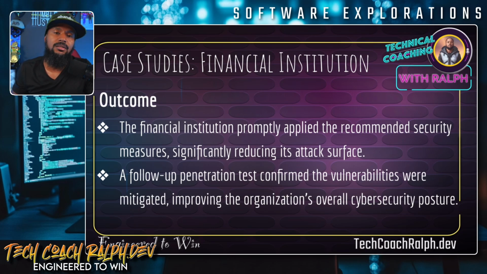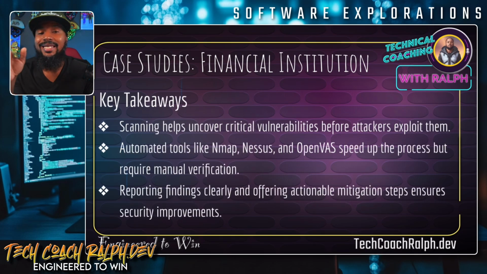Awesome. All right. So what were the key takeaways from this case study? Scanning helps uncover critical vulnerabilities before attackers can exploit them. Automated tools like Nmap, Nessus, and OpenVAS speed up the process, but require manual verification. I cannot wait to get into these because I am an automation engineer through and through. And lastly, reporting findings clearly and offering actionable mitigation steps ensure security improvements.